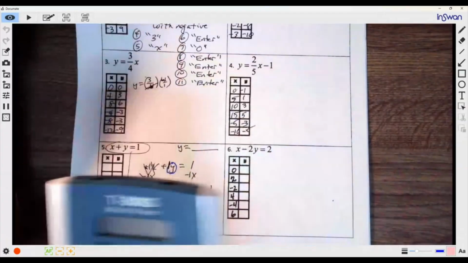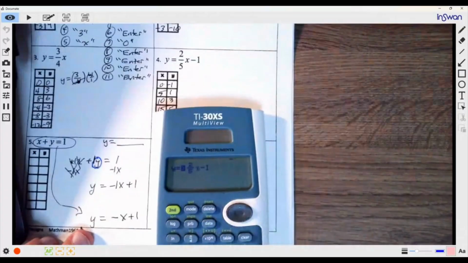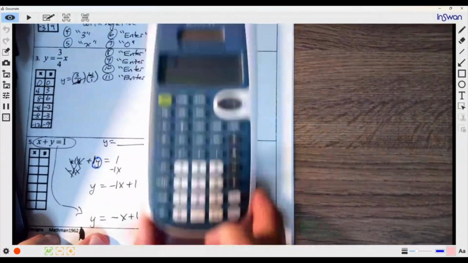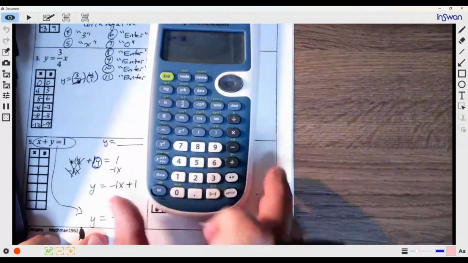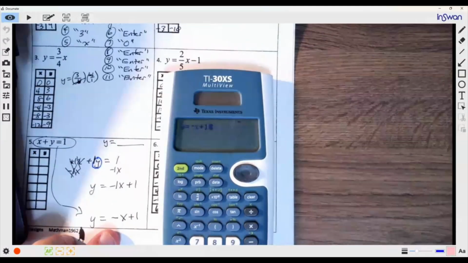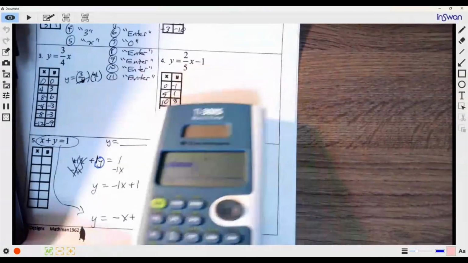So I'm going to hit table, clear, negative, remember the negative key is down here, negative x plus 1. Enter. We're going to start at 0, and because there's no fraction there, we can step 1, enter, enter, enter, and there's our table of values.